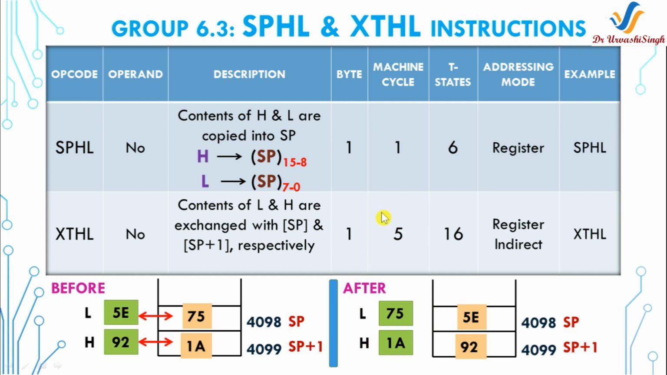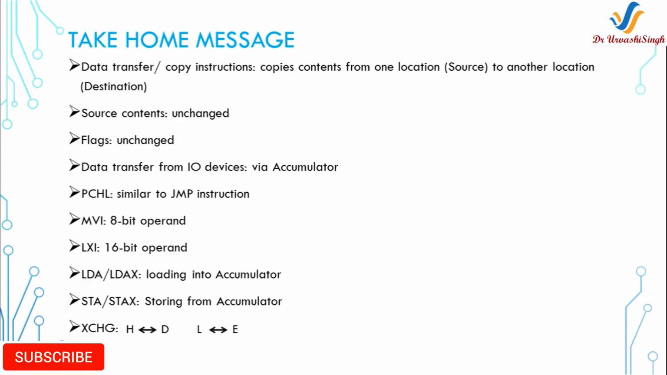This instruction requires 5 machine cycles. The second and third machine cycles are memory read, for reading the contents from the stack memory locations, and the fourth and fifth machine cycles are memory write, for writing the contents of the L and H registers into these memory locations. Total T states required are 16. The addressing technique is register indirect, because operands are indirectly specified in the instruction. Now these are the highlights of data transfer instructions.